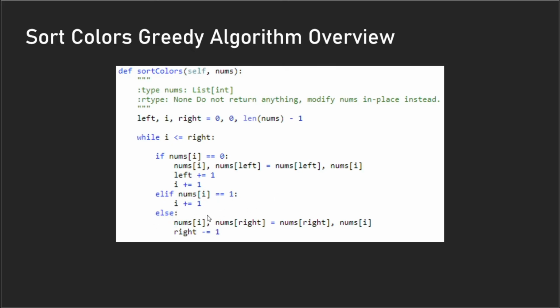And this else clause is for if nums[i] is equal to 2, and if it is, then you swap with the right partition element, and we're going to move the right partition to the left by one element.